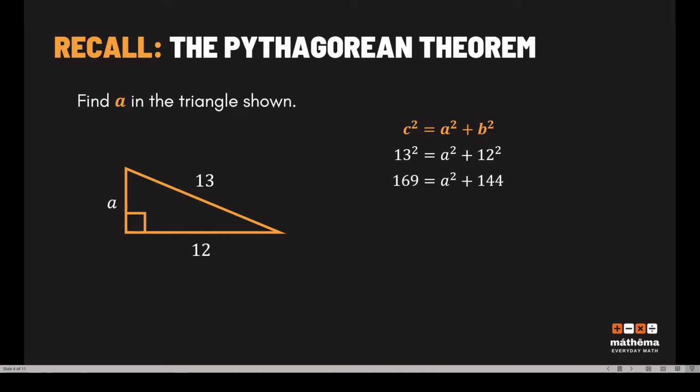12 squared is 144. To get the value of A squared, we simply subtract 144 from both sides. So that will give us 169 minus 144 is equal to A squared plus 144 minus 144, and this will give us 25 is equal to A squared. Extract the square root. The square root of 25 will give us 5 units. Remember, we will disregard the negative value because we are dealing with measurements. We cannot have a negative value in our measurements. Take note of that one. So that's our Pythagorean theorem.